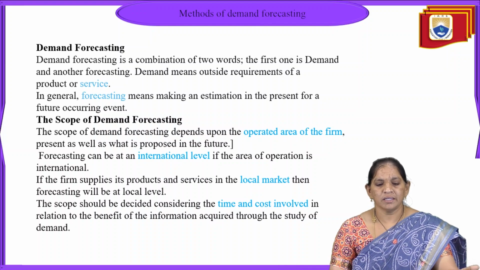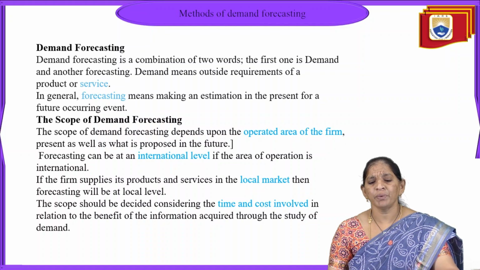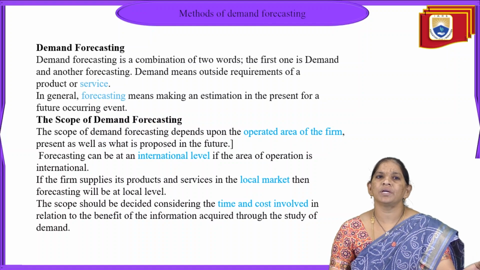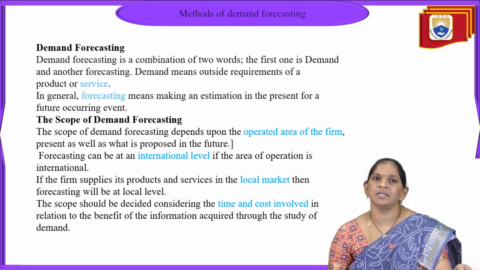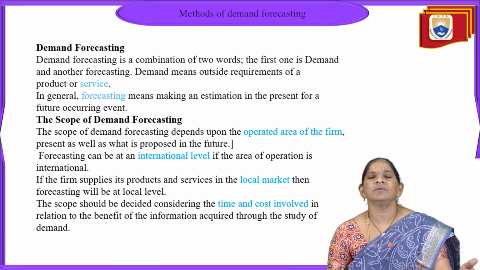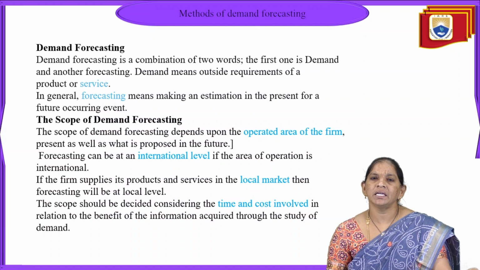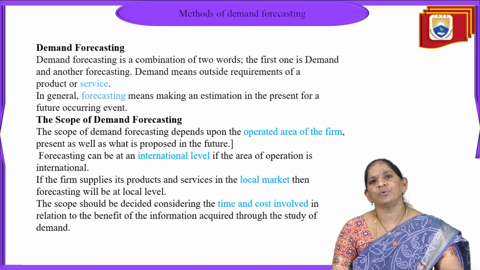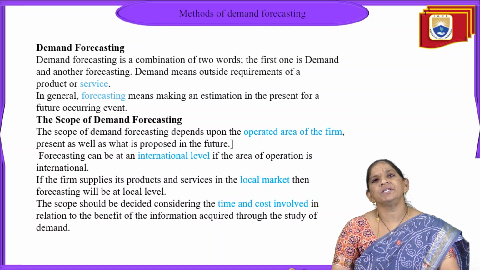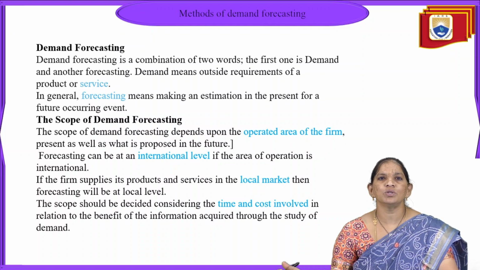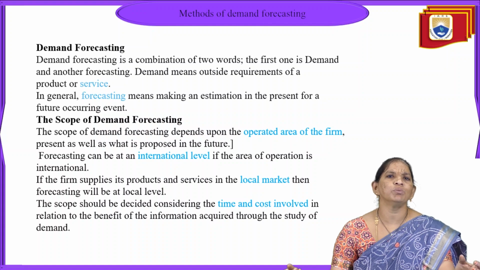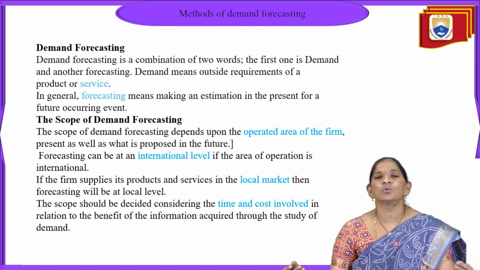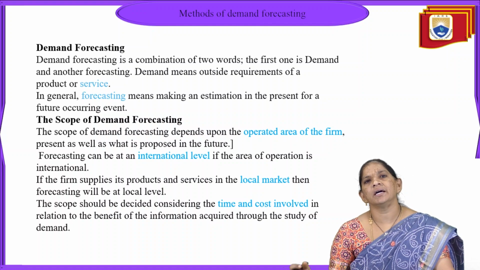If the firm supplies its products and services in a local market, meaning the demand forecasting is based upon a local area, a particular state or a particular country, then the forecasting takes place at a local level. So we are considering the scope of demand forecasting based upon its area of operations, whether national level, international level, or a small firm. The area of operation defines the scope of what we have to forecast regarding the product.